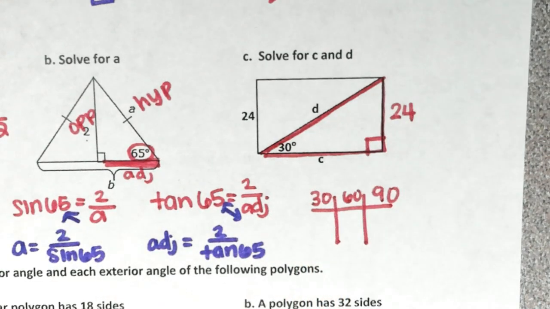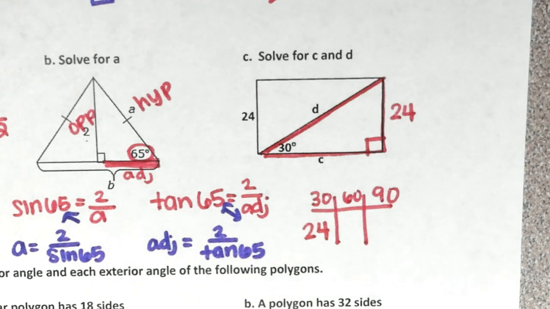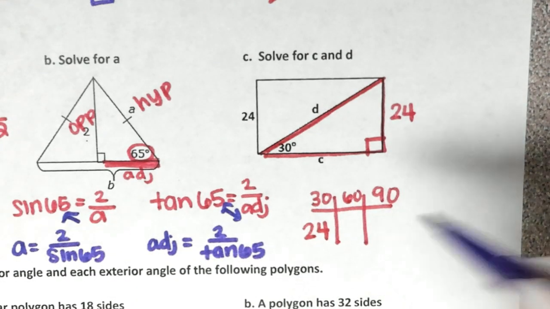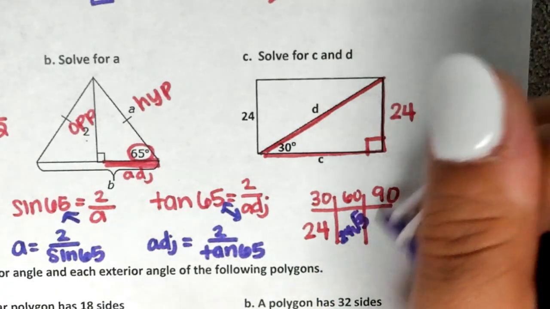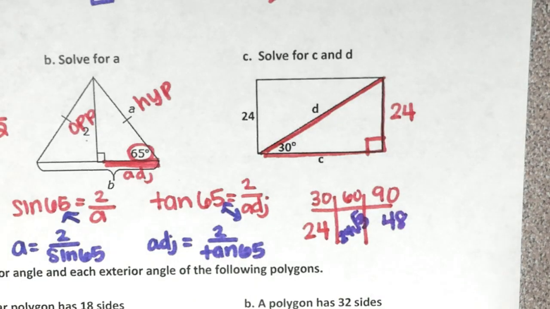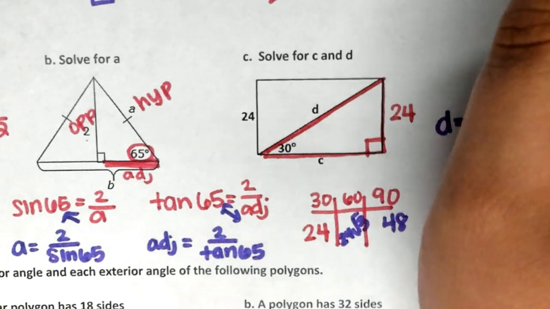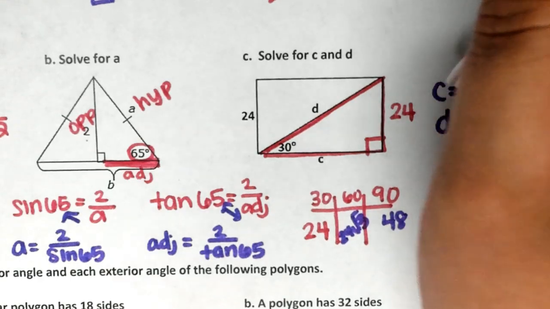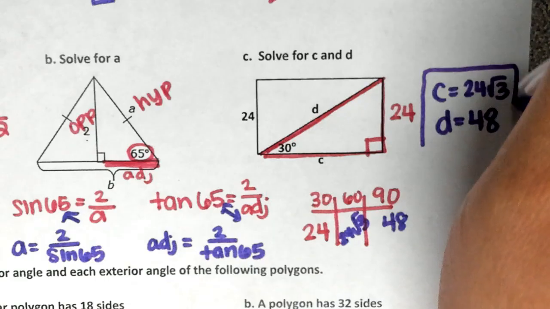What do I have? The 30 is 24. Across from the 30 is 24. So what's across from the 60 going to be? 24 root 3. And what's across from the 90 going to be? Times 2. So which letter is 48? D is 48. And what's C? Your 30, 60, 90 rules.